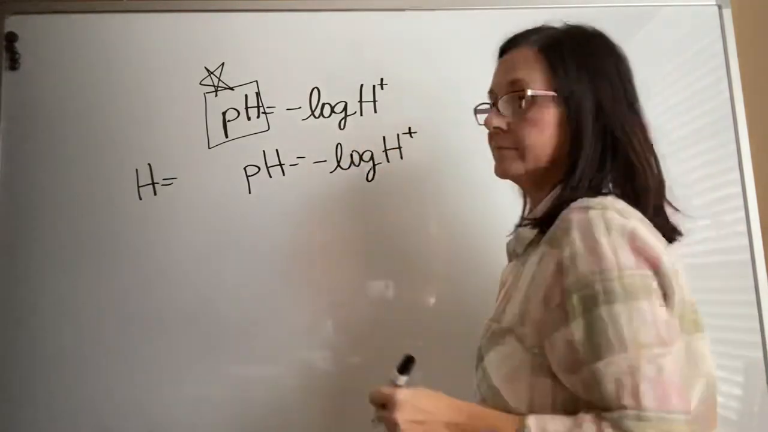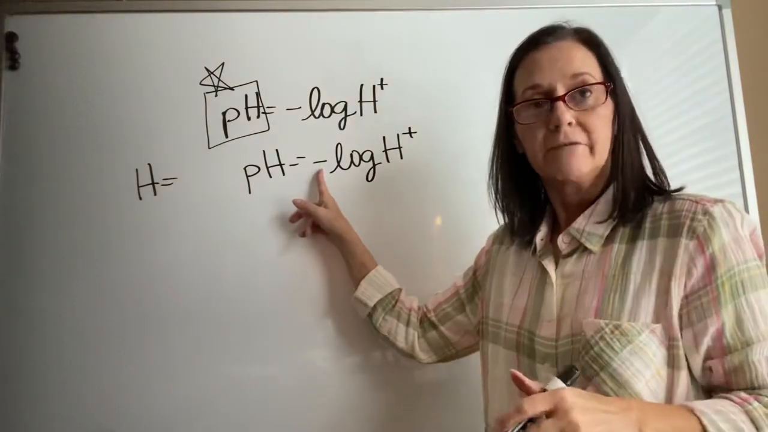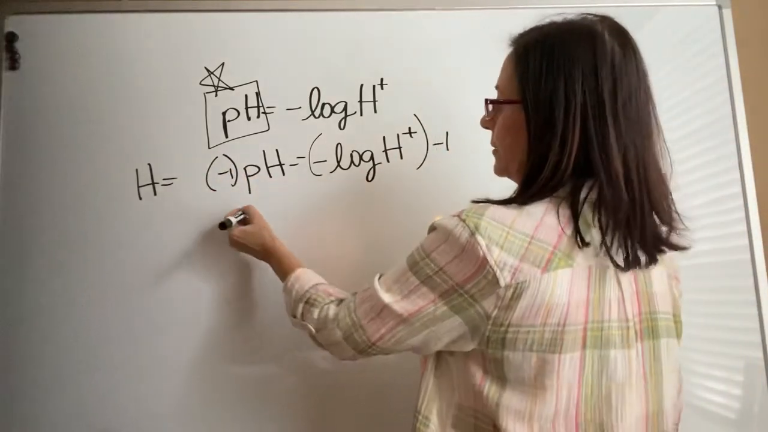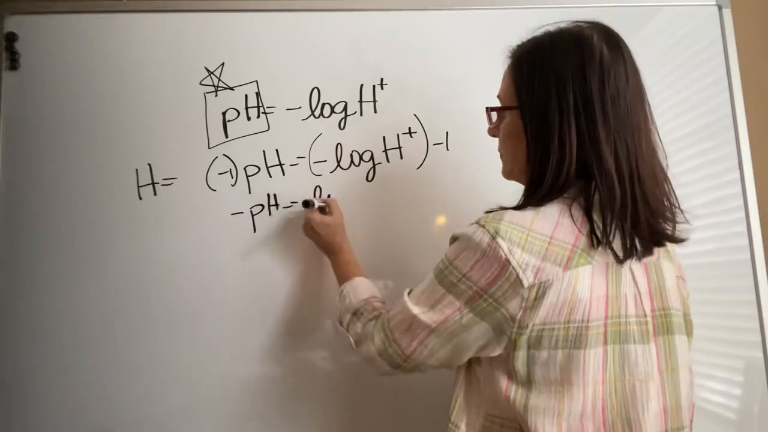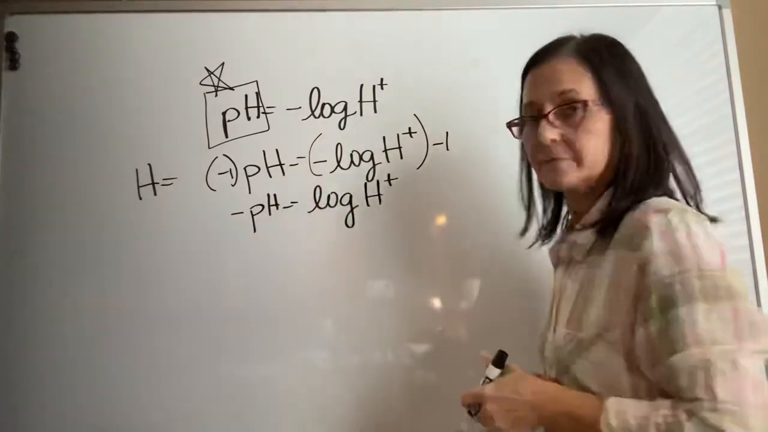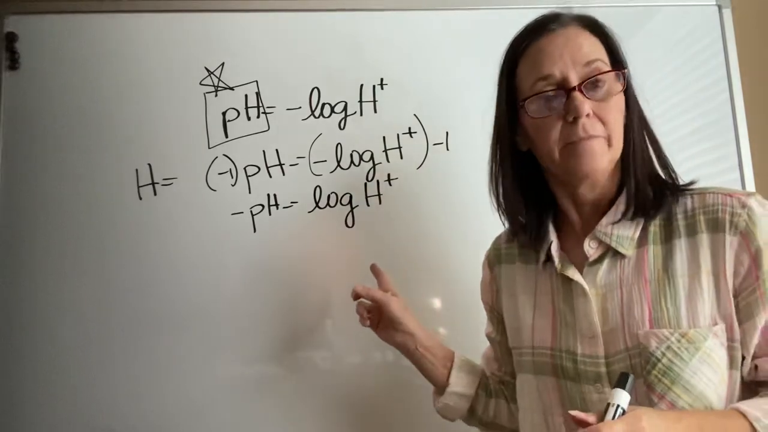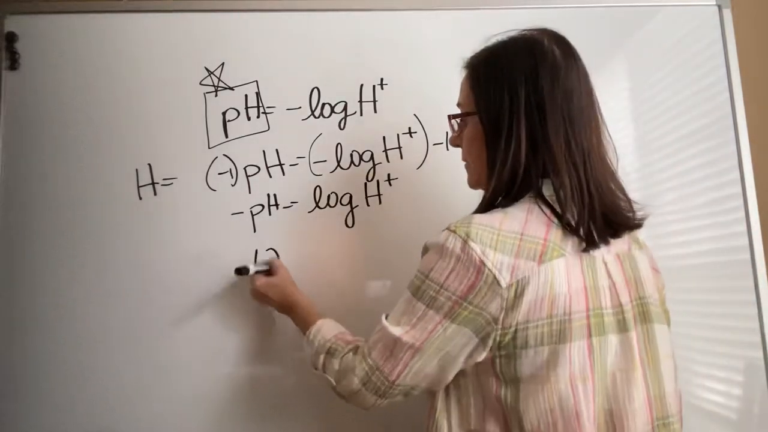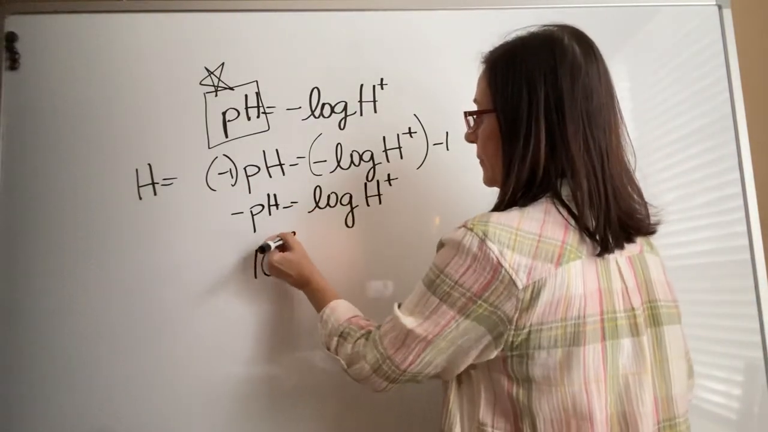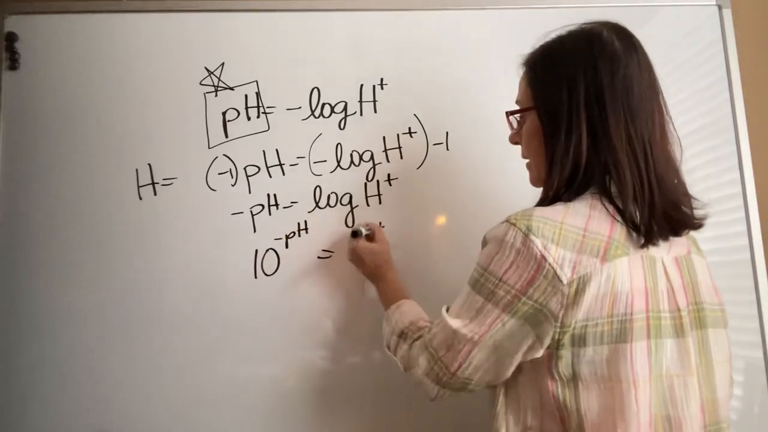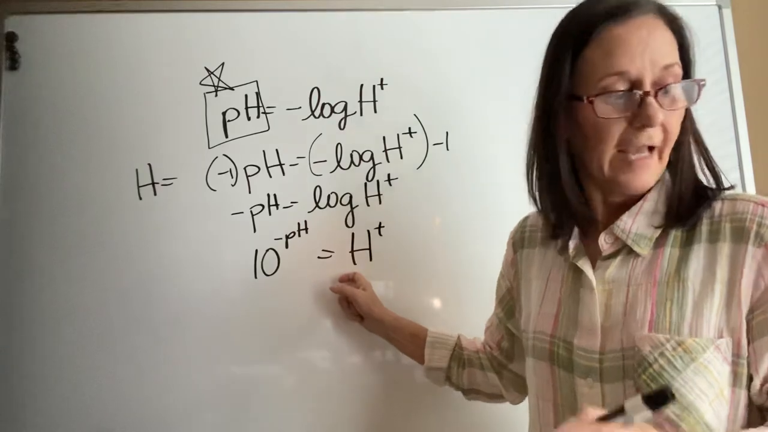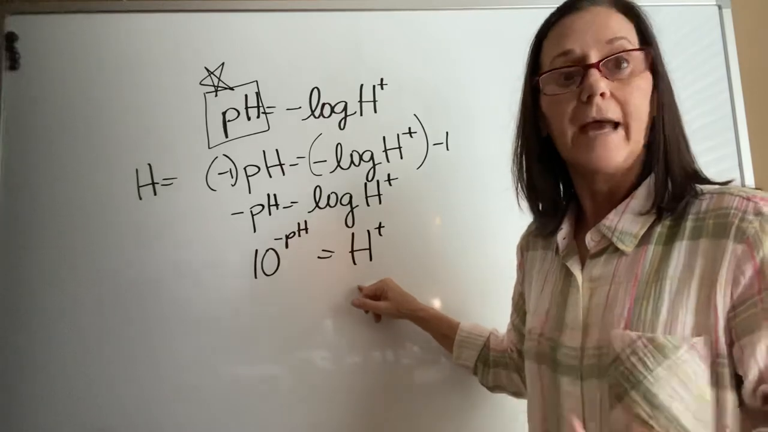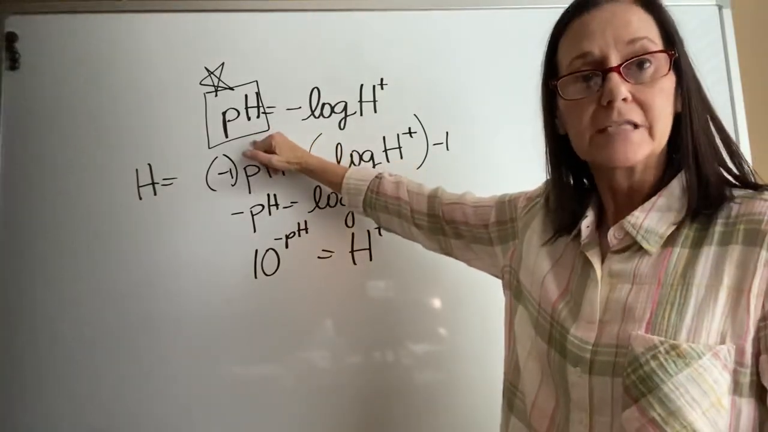Really, you're solving for the antilog. First, you have to get rid of that negative, so you're going to multiply both sides by -1. And you end up with negative pH equals the log of H positive. The base is 10 because there's no base written. So then you're going to exponents. 10 raised to the negative pH is going to be what your hydrogens are. And that's how you're going to go back and forth. Solving for hydrogens, you're going to exponents. Solving for pH, you're going to stay in your logs.